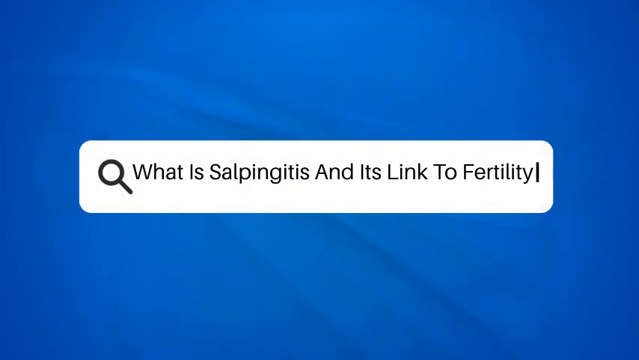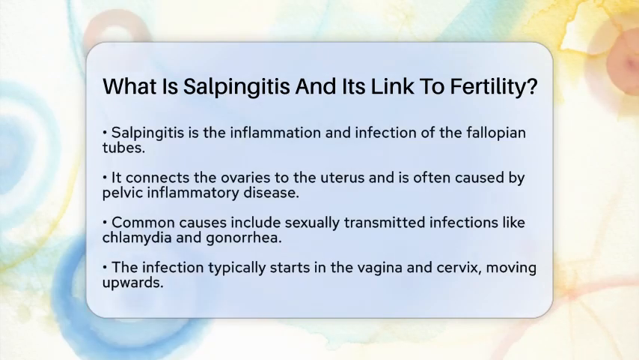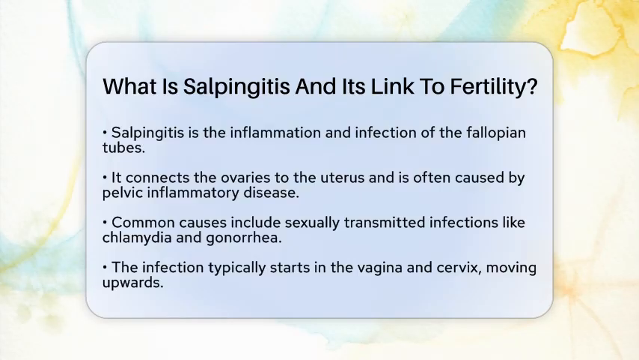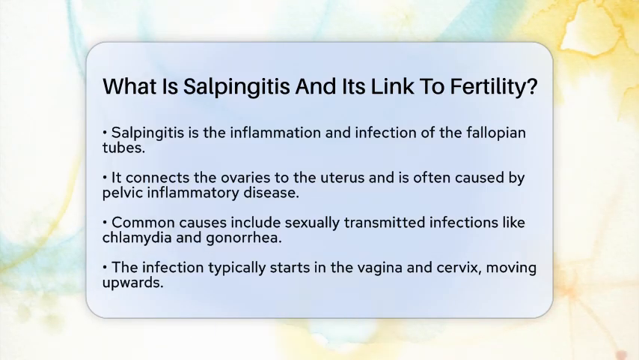What is salpingitis and its link to fertility? Have you ever wondered how infections can affect fertility? Salpingitis is a key player in this discussion. It refers to the inflammation and infection of the fallopian tubes, which connect the ovaries to the uterus. This condition is often a result of pelvic inflammatory disease, commonly caused by sexually transmitted infections like chlamydia and gonorrhea.